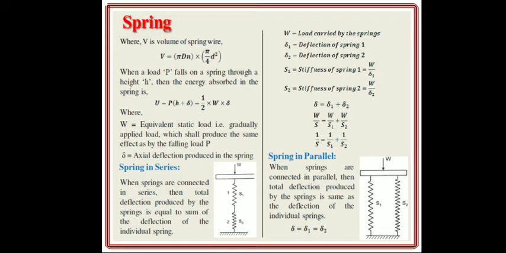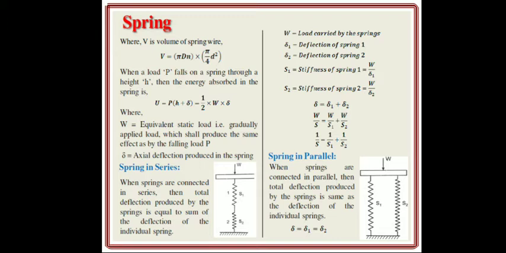Delta is the addition of the two deflections of each spring, that is delta 1 plus delta 2, where delta is equal to W upon S, which is equal to W upon S1 plus W upon S2. Here W gets cancelled, so 1 upon S is equal to 1 upon S1 plus 1 upon S2, where S1 and S2 are the stiffness of spring 1 and spring 2.